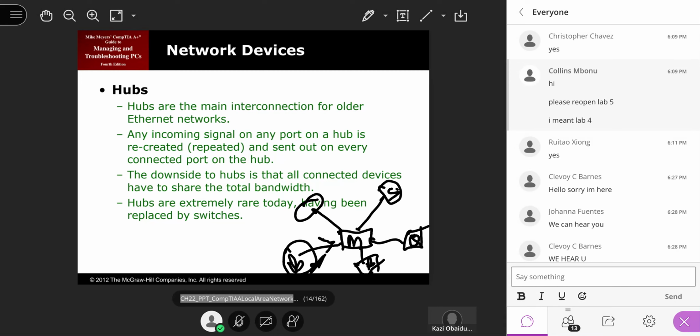The downside of the hub is that all connected devices have to share the total bandwidth. However, it is extremely rare today, having been replaced by switches. We hear the word switch frequently, right? Before the switch, we had the hub.